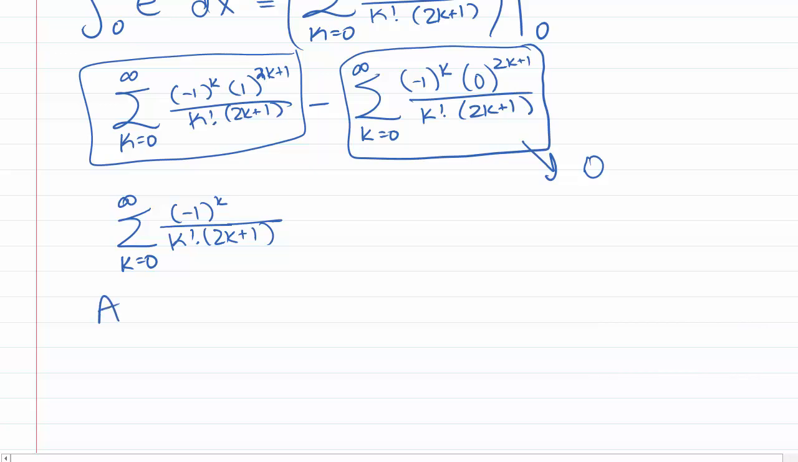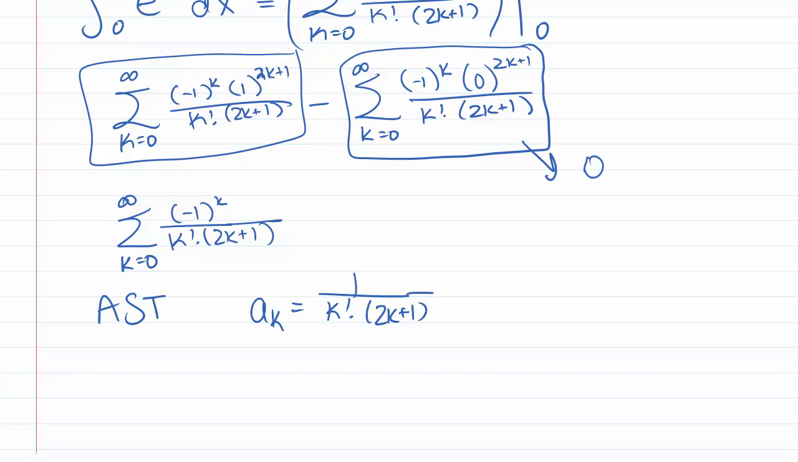Let's look at the alternating series test, because this is an alternating series. It has a negative 1 to the k on top. K factorial is always positive, so it's 2k plus 1. So that would give us an a sub k equaling 1 over k factorial, 2k plus 1. So what do we need for this? We need non-increasing and going to 0.